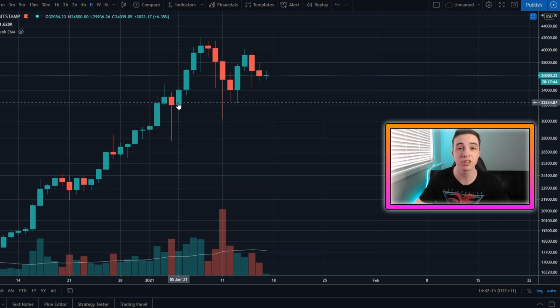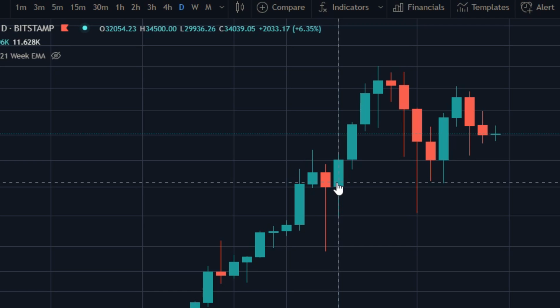So for example, for this candle, at the start of this day, Bitcoin was at exactly $32,054.23 on the Bitstamp chart, and it closed the end of the same day at $34,039.05. And you can see just next to it the actual gain that it had for that day, which was a $2,033.17 gain, which equated to a 6.35% gain for that day.